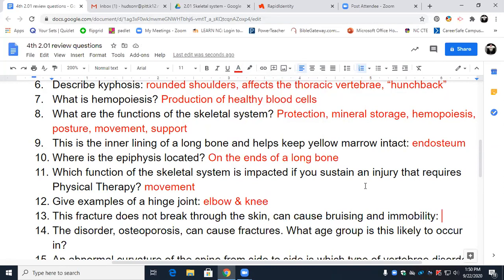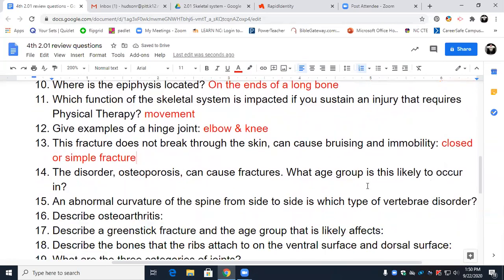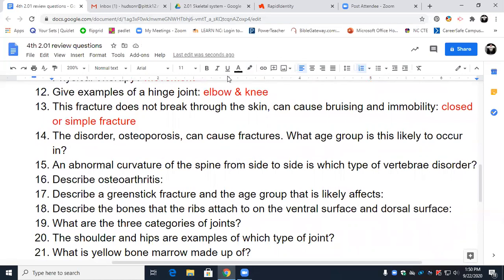Fracture does not break through the skin, can cause bruising and immobility. Immobility is, you're not able to move it. This would be a closed or simple fracture. Okay, I'm scrolling down. All right, so osteoporosis can cause fracture. What age group is this likely to occur in? Older people, yes, the elderly. Very good.